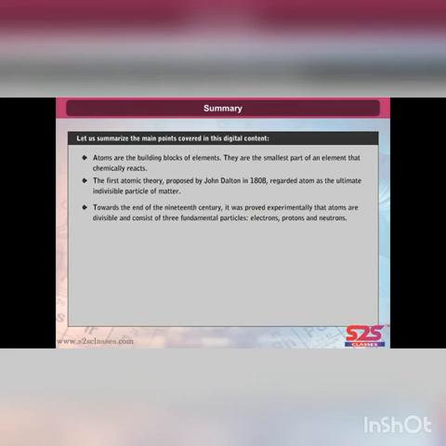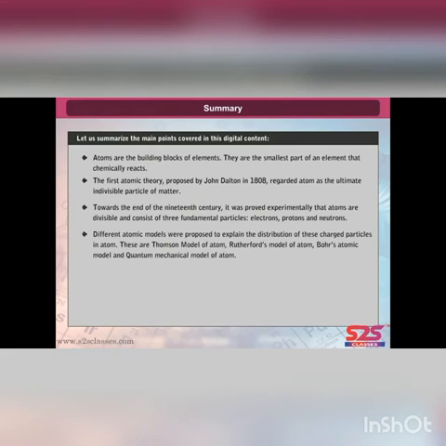Towards the end of the 19th century, it was proved experimentally that atoms are divisible and consist of 3 fundamental particles: electrons, protons, and neutrons. Different atomic models were proposed to explain the distribution of these charged particles in atom. These are Thomson model of atom, Rutherford's model of atom, Bohr's atomic model, and quantum mechanical model of atom.